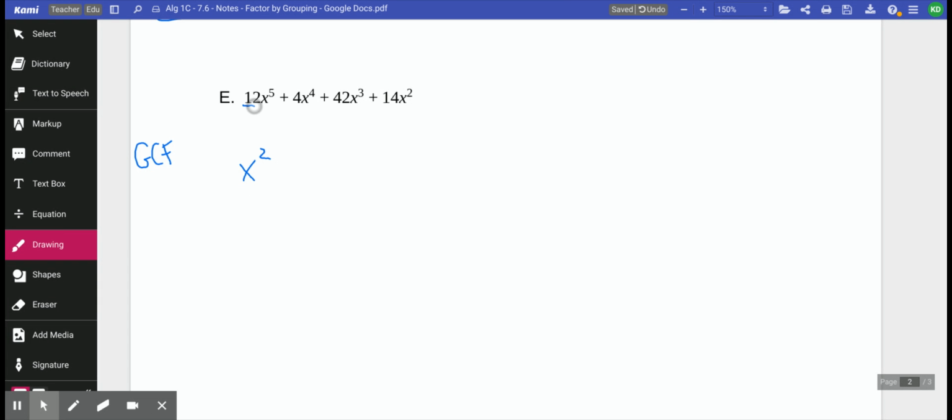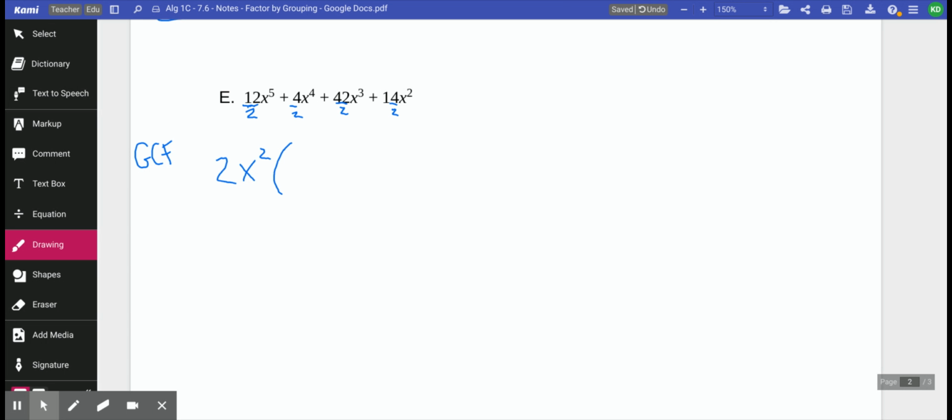But now if I look at my coefficients, 12, 4, 42, and 14, is there anything that goes into all of these coefficients? Well, 12 and 4, could be 4, but if I look at 42 and 14, 4 doesn't go in there. So they are all even, so I'm going to be able to factor out a 2. And that's going to be our first step. We're just going to factor out 2x squared. So think about dividing each of these by 2, right? Divide by 2, divide by 2, divide by 2, and take out 2 of the x's.